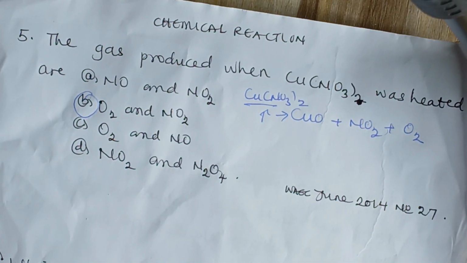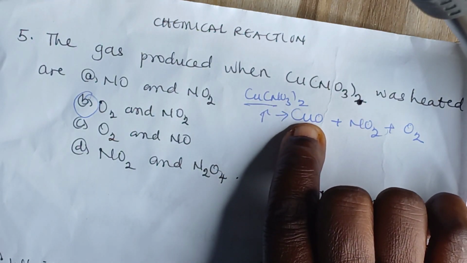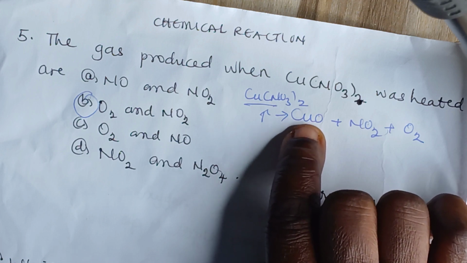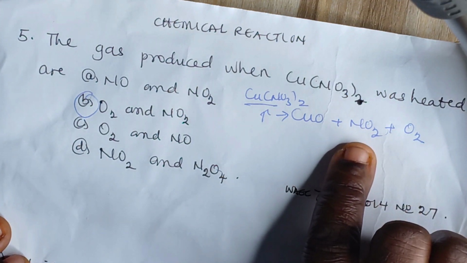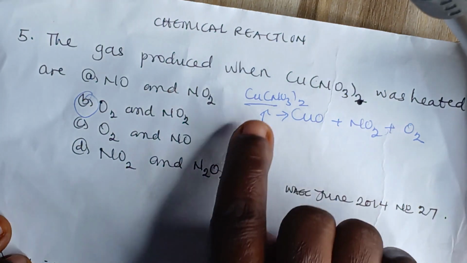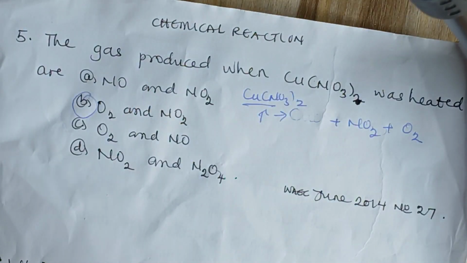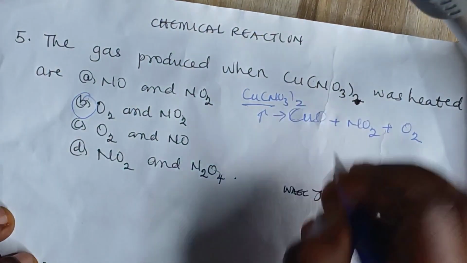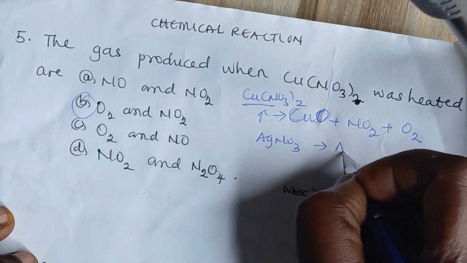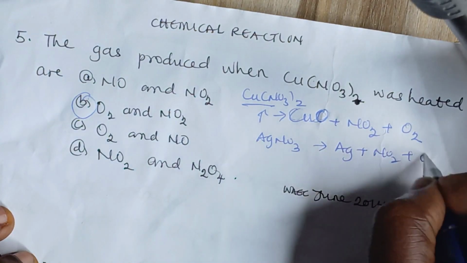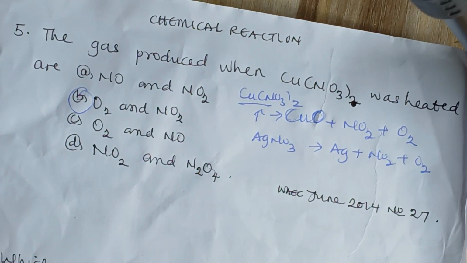But if it were a very reactive element like sodium or potassium trioxonitrate, we end up getting only the dioxonitrate, that is sodium NaNO2, and we also get oxygen. We won't get nitrogen oxide. But if it were below other elements like silver nitrate, when heated, we end up getting silver, nitrogen oxide, and oxygen; silver, gold, mercury, and so on. Now the best answer here is B.